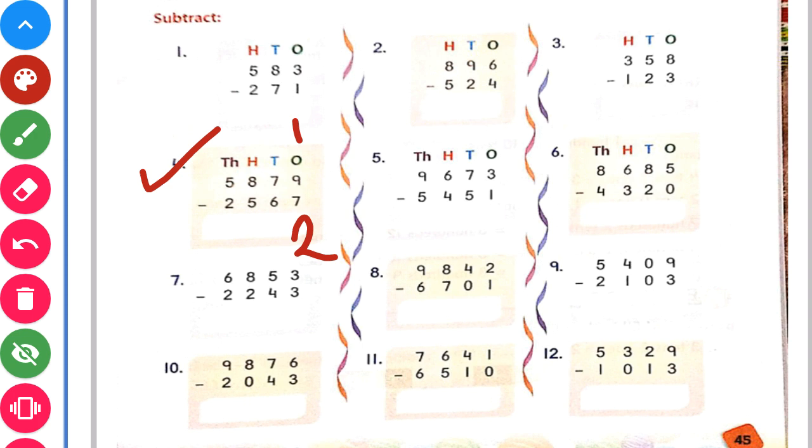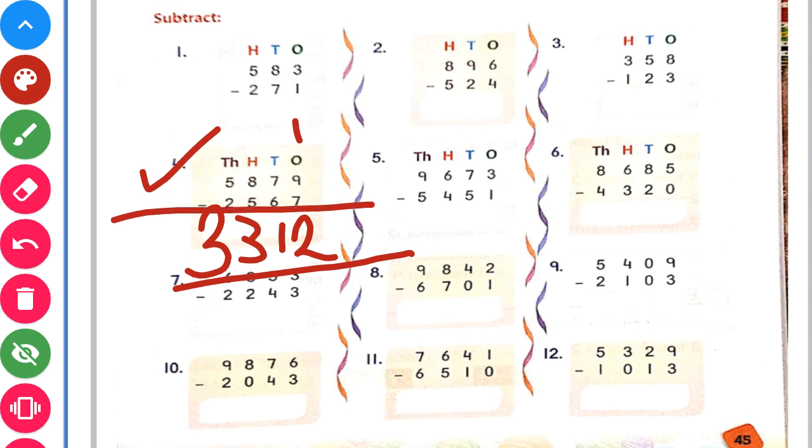Now 7 minus 6. We will get 1. 8 minus 5. We will get 3. And 5 minus 2. We will get 3. So our answer will be 3312.